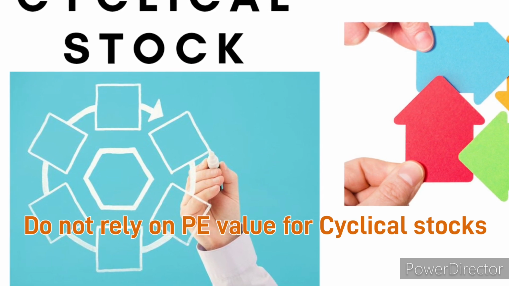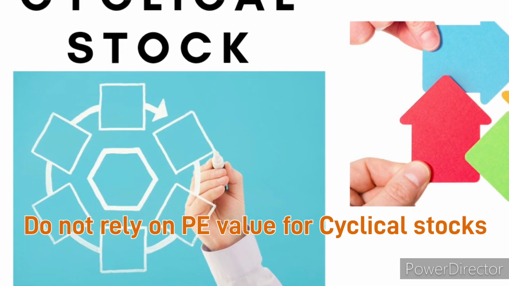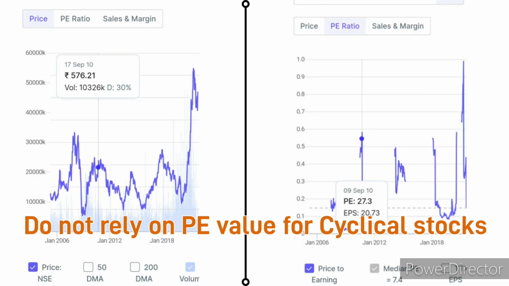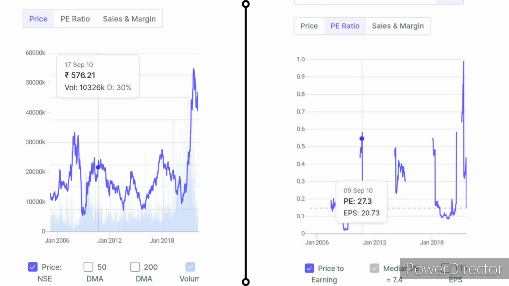There are some other ratios that are used to assess these kinds of stocks. I'll make a separate video on this. I'll put a screenshot of a cyclical stock on your screen, so that will demonstrate how a low PE of a cyclical stock can be proved wrong.